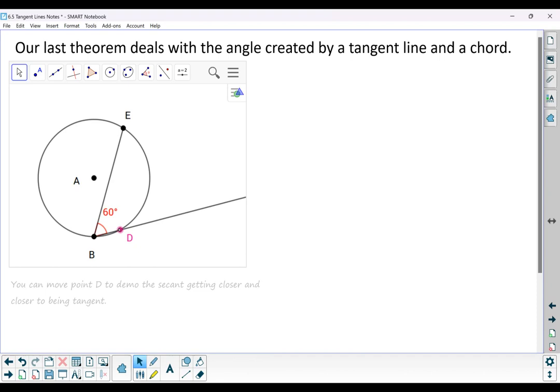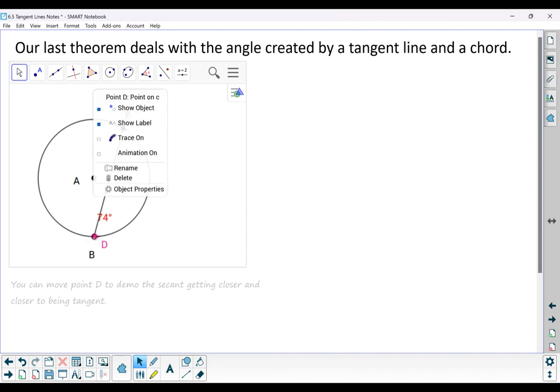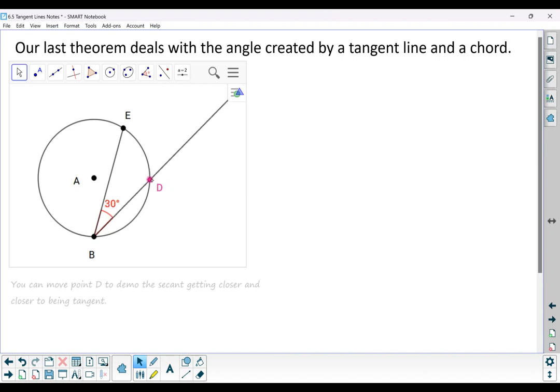So if I move D and make that angle even bigger, it's now 62, 64, 66, 70. When I get right there to point D, that angle is 74 degrees. And so the arc, like I lost my tangent line completely. My arc is going to be twice that. So even at the extreme case where I bring that secant line down until it's actually just a tangent line, it's going to still be double that inscribed angle.